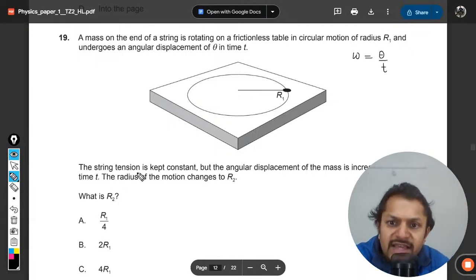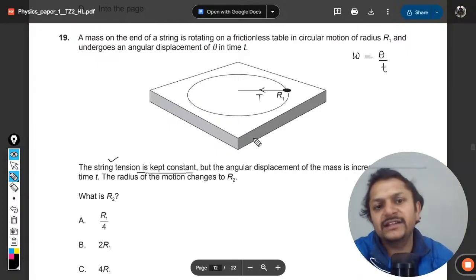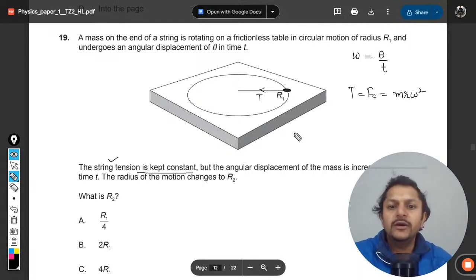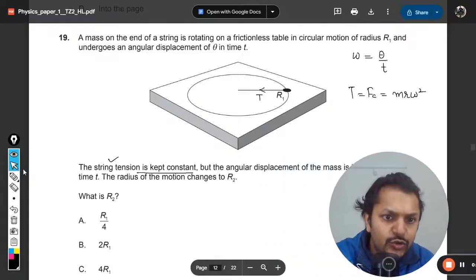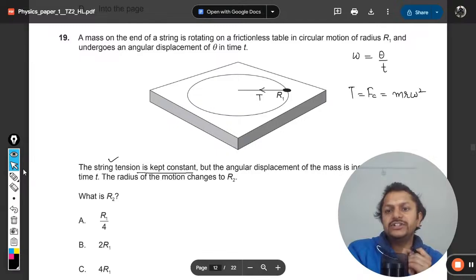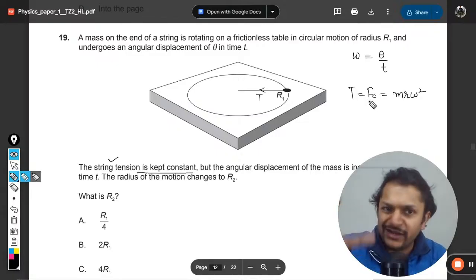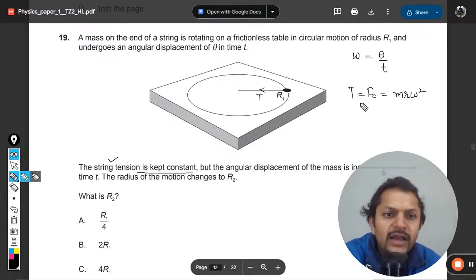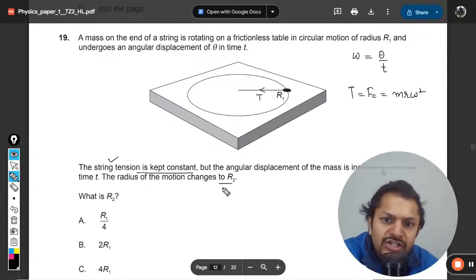The string tension is kept constant. Now the tension in the string is kept constant. So tension is acting like centripetal force. So I can say that the tension is equal to centripetal force, which is given by mr omega square. But the angular displacement of the mass increased to 2 theta in time t. So now the angular velocity is increased, but the centripetal force or the tension is not changing. And omega is increased. It has become double. The radius of the motion changes to r2.